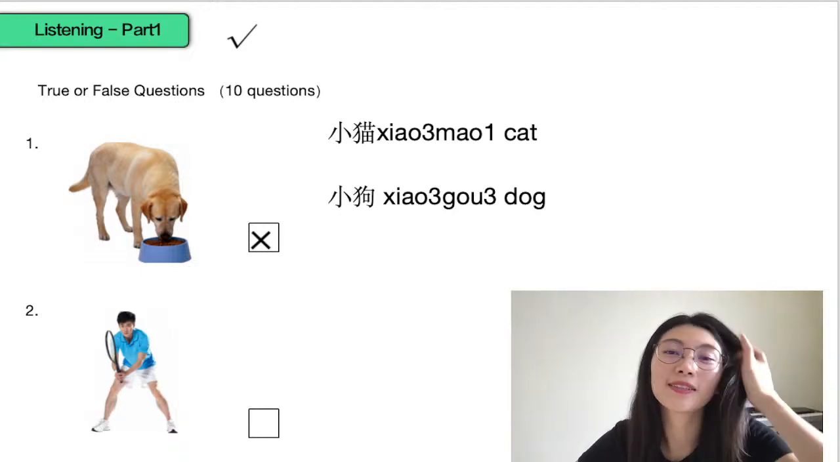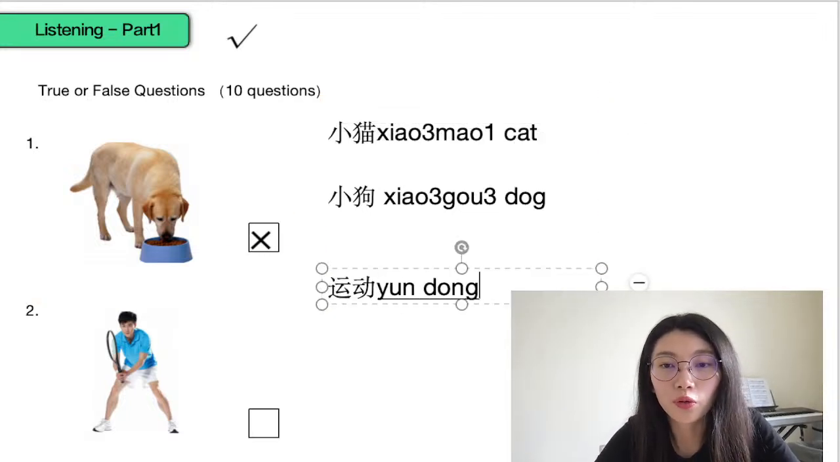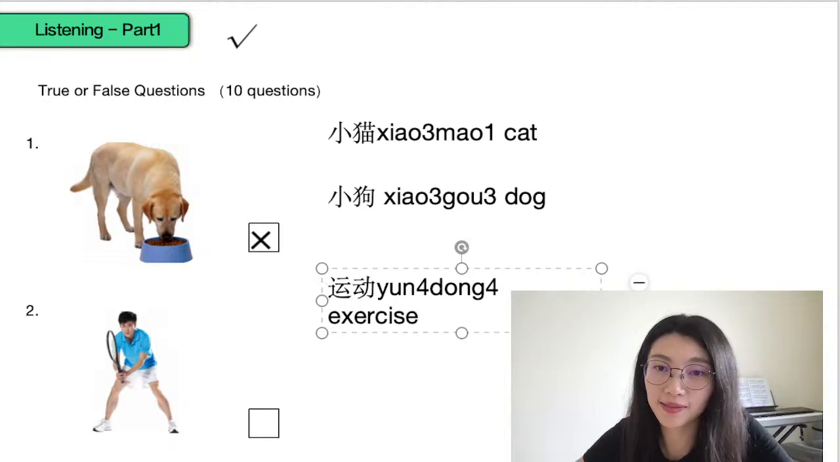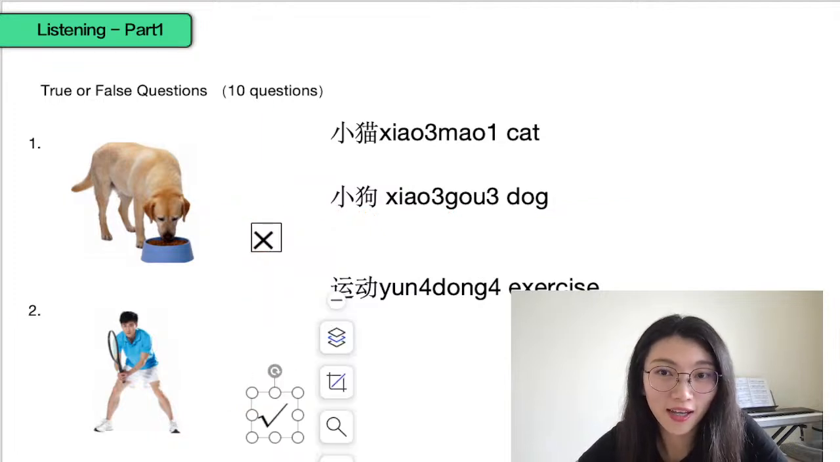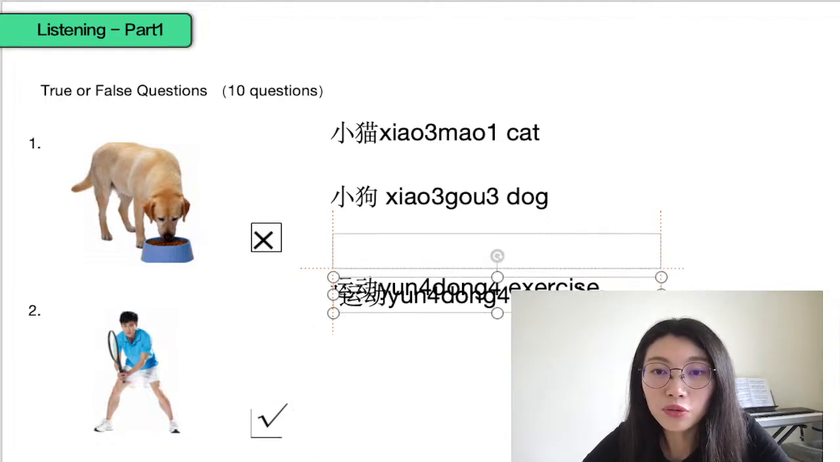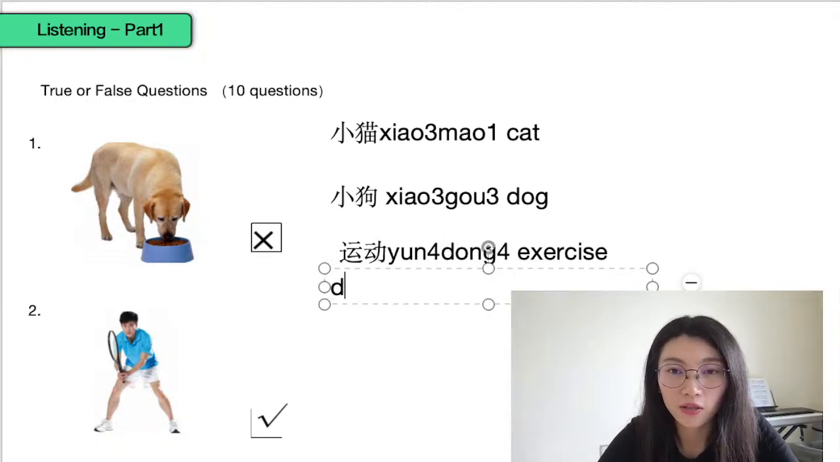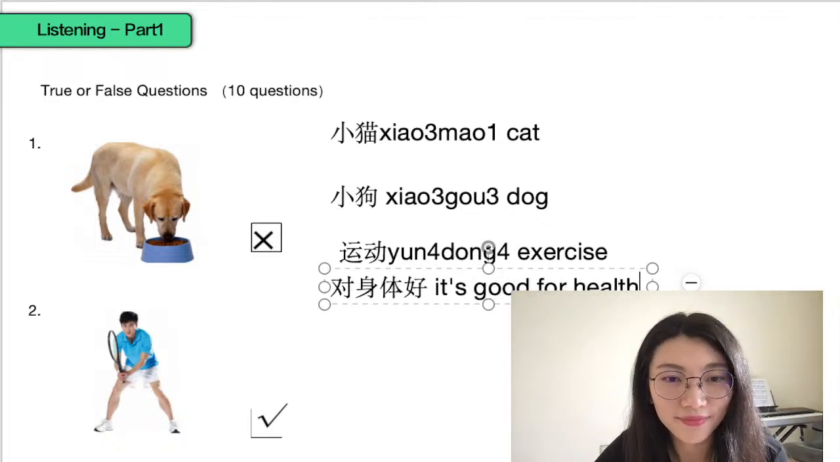好, what's the answer? What did you hear? 运动 which means exercise. So it's very good. It's correct. 好, very good. 运动对身体好。do something. 对什么好, is good for what. 对身体好, it's good for health. 好啦.